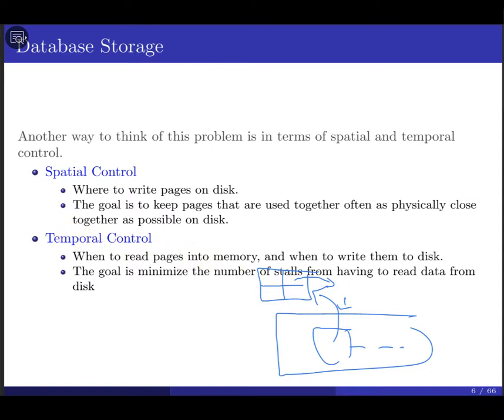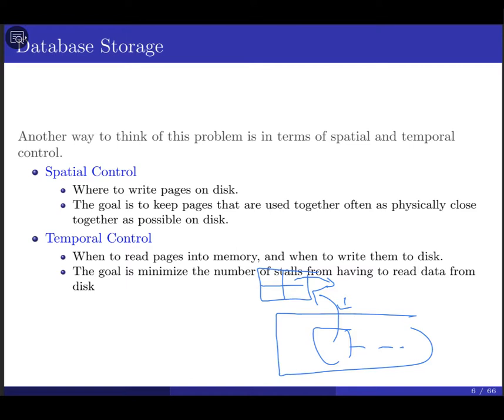The second part of the problem here is what's called temporal control. So in this case, what do you mean? It refers to making decisions, okay? Or deciding when to read the page into memory and when to write it to disk. So it looks like you need to find a mechanism or replacement policy, a smart one, that allows me, for example, to say, okay, if you need more space, you need to evict this page. Or if you modify one page, you're going to say, okay, before you do anything, this page must be written back to the disk. Okay?